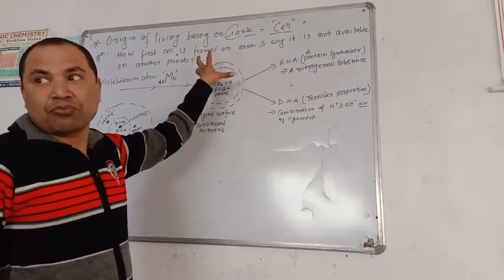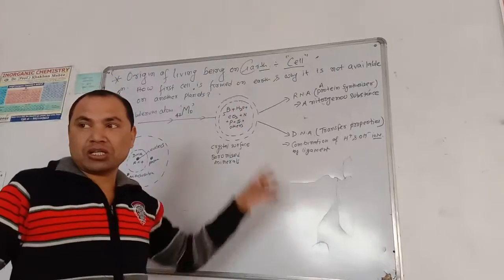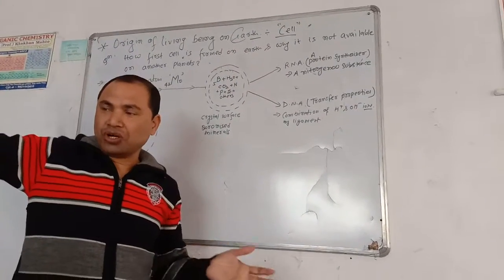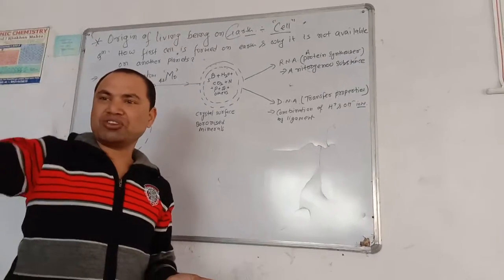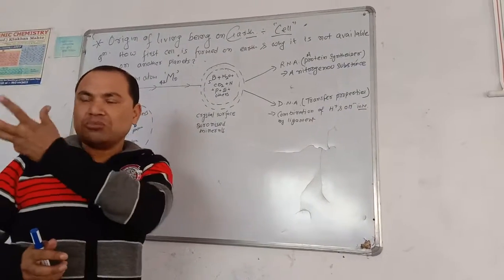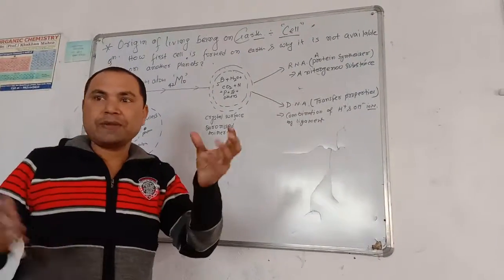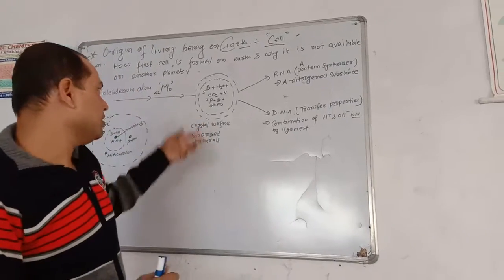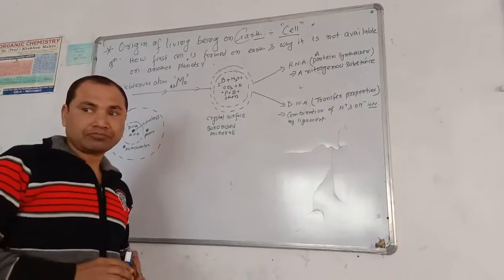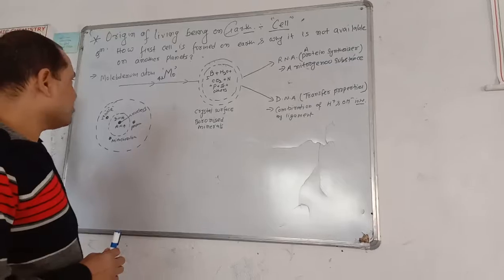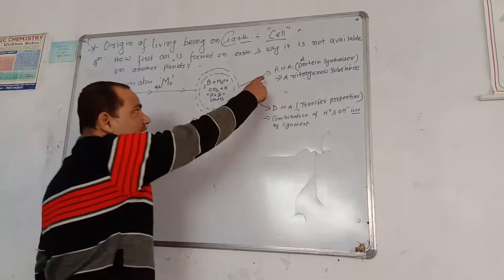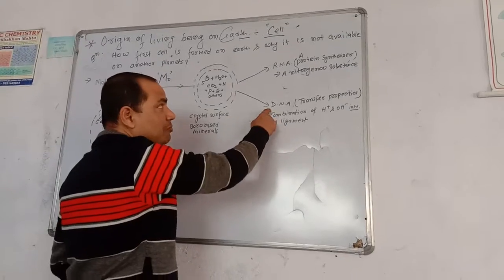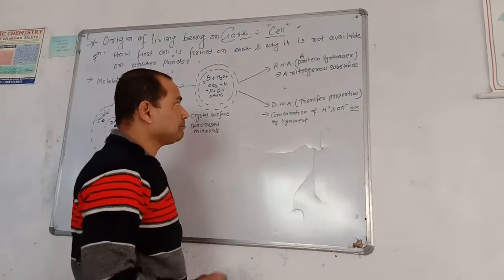This special type of mineral is formed due to the heavy collision between meteorites. Every day meteorites are falling, which may be parts of some asteroid or other planets. When they collide, this type of crystal surface is formed, and when the molybdenum atoms pass through the crystal surface, first RNA is formed, then DNA is formed.